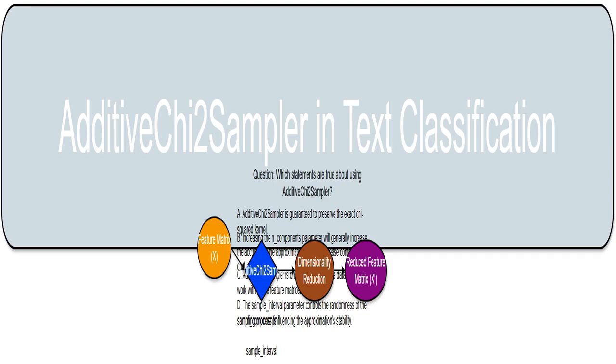I'm using the AdditiveChi2Sampler to approximate the chi-squared kernel, which is a way to speed up calculations in text classification by reducing the number of features. I have a bunch of documents, and I'm representing them as a feature matrix where each row is a document and each column is a word. Each cell is the count of a word in a document.